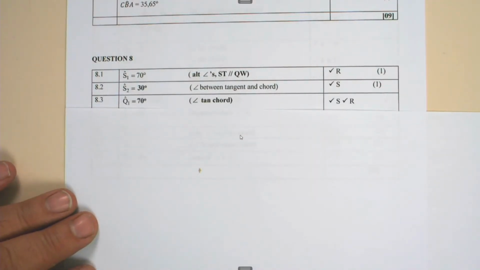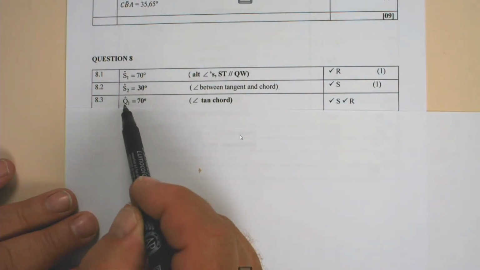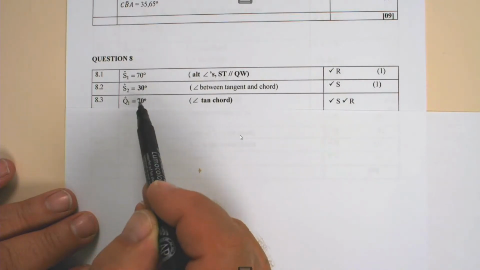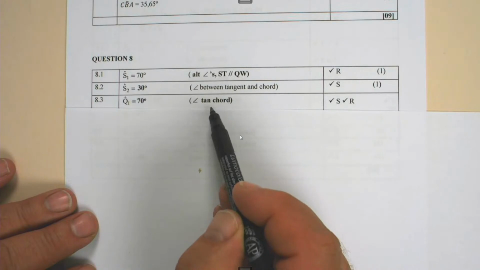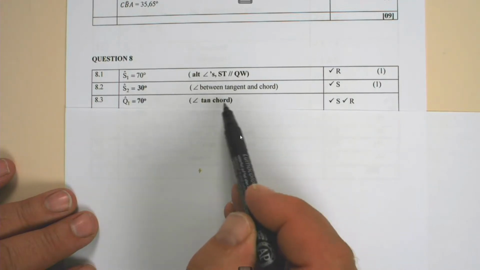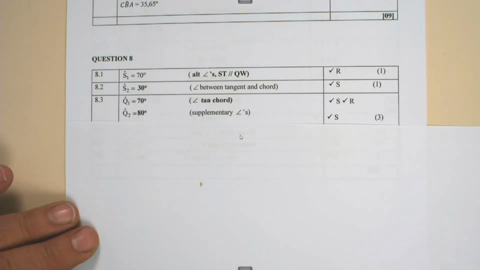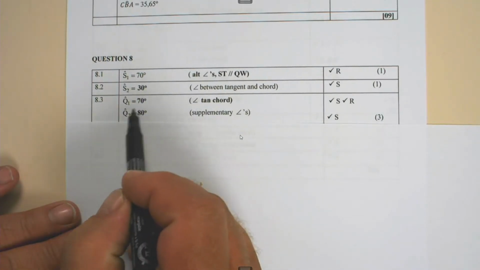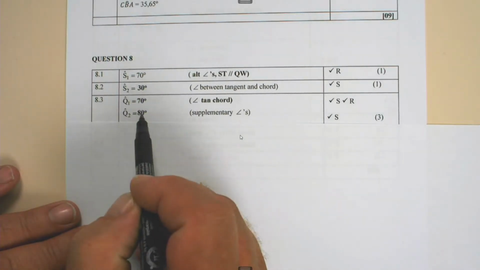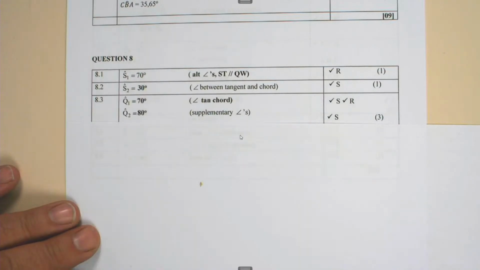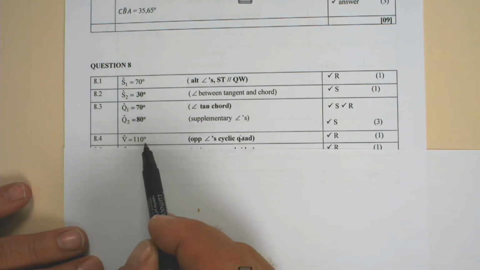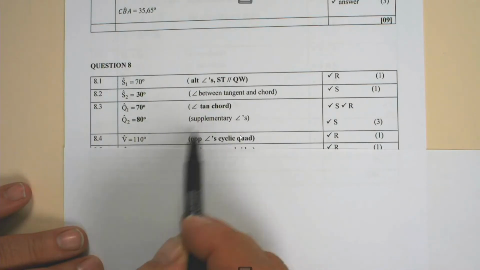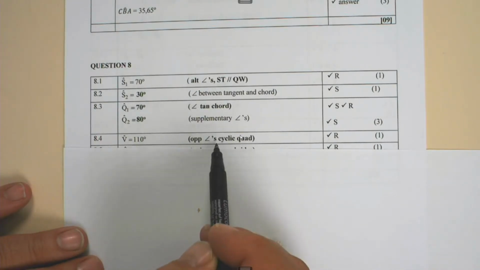In 8.3, we determine the value of Q1. Q1 is equal to 70 degrees and 1 mark for the reason, which is the angle between the tangent and the chord, or tan chord theorem. Q2 is equal to 80 degrees, 1 mark for that statement. And in 8.4, V is equal to 110 degrees, 1 mark for the reason, which is opposite angles of a cyclic quad.